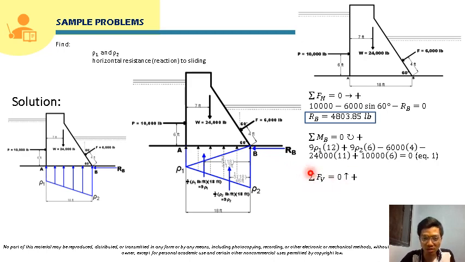So summing up forces vertical, the vertical forces here are 9 rho 1 upward, so positive. 9 rho 2 is also upward, so it will also be positive here in our summation. 24,000 is downward, so it will be negative here. And then the vertical component of the 6,000 pound force here is 6,000 cosine 60 degrees, and it is downward, so it will be negative here. So this will now become our equation 2. So from here, we can solve these two equations to solve for rho 1 and rho 2.